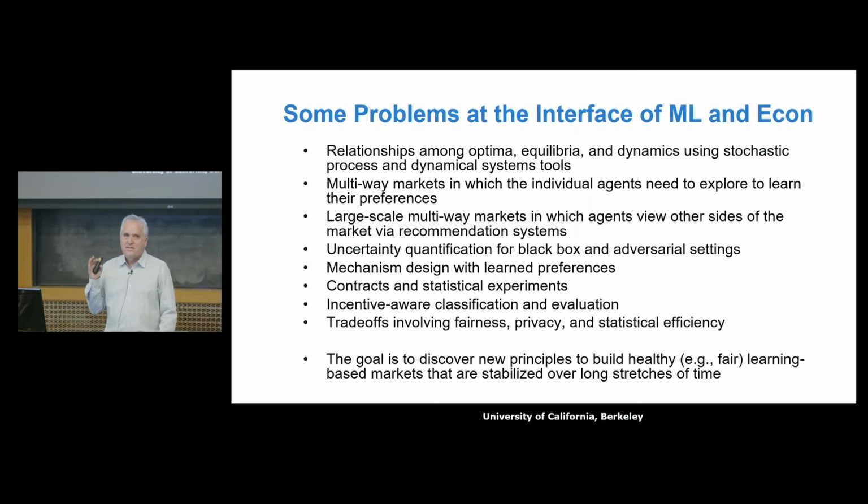Uncertainty quantification has got to be the underpinnings of all of this. If you don't do that well, you're going to make a mess. Mechanism design with learned preferences, a lot of you work on that. Contracts and statistical experiments, I'm going to talk about that today. And incentive-aware X, Y, and Z. Trade-off between various social quantities and technical quantities.